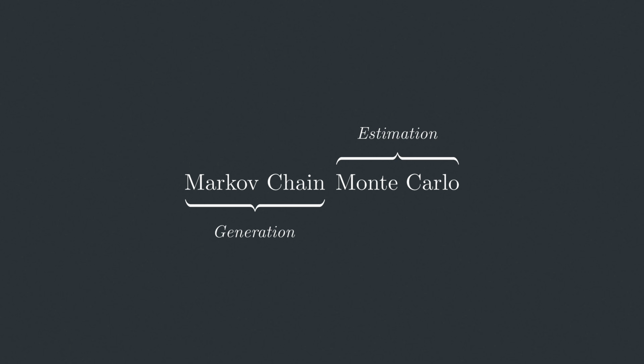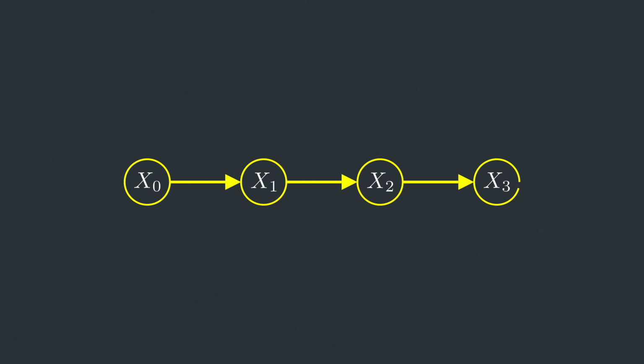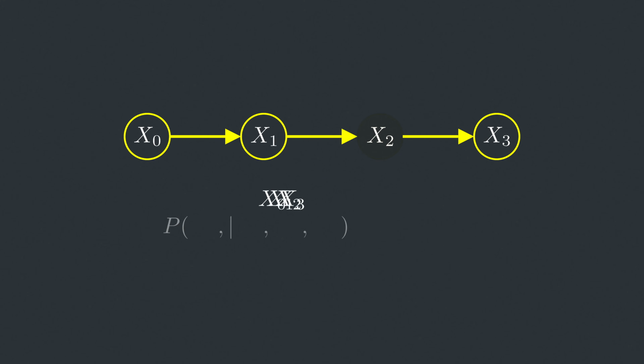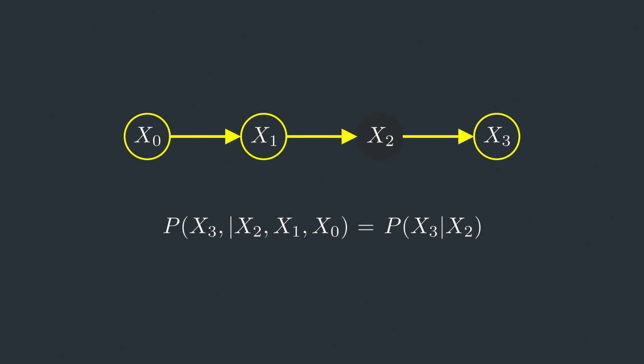Markov Chain Monte Carlo brings together two ideas. Think of Markov chains as a way to generate samples, and Monte Carlo as a way to estimate expectations with them. A Markov chain is a sequence of random variables with a special property. Given the current value in the chain, the next value is independent of the chain's entire history. This is a conditional independence relationship.